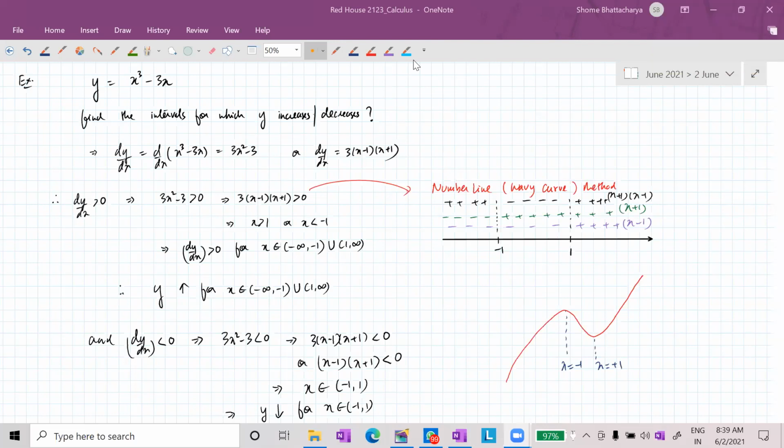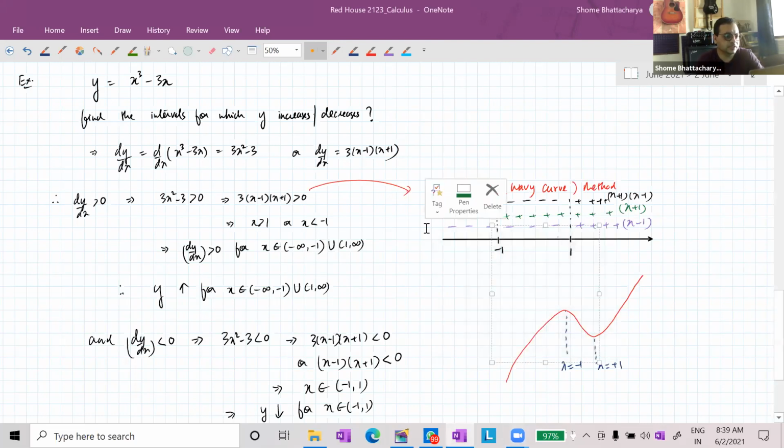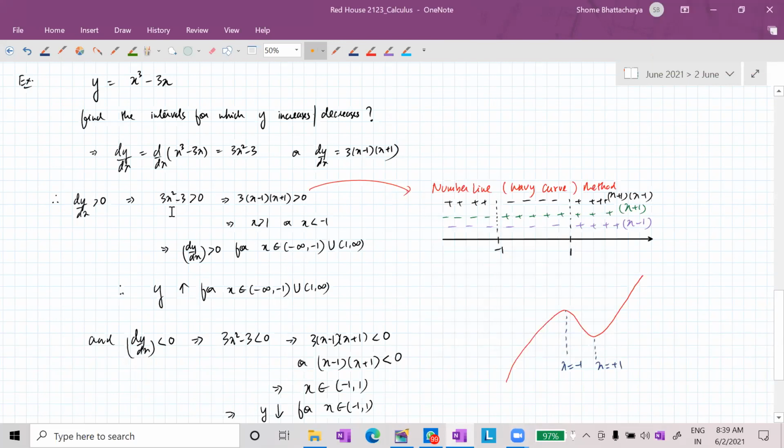Sure, the first part. No, see, when x is greater than -1, for example, let's take a value of x greater than -1, like x equal to 0. Okay, 0 is greater than -1. Now at 0, what is the value of the derivative? See, it is -3. It's negative, no?